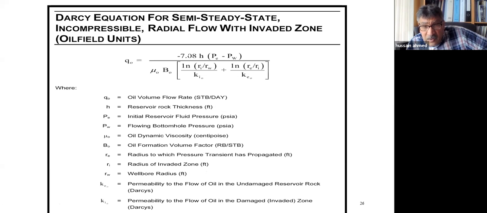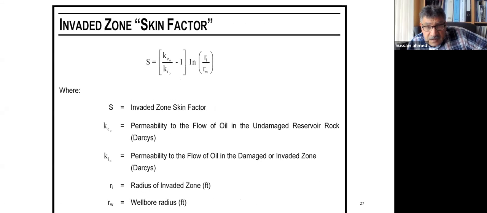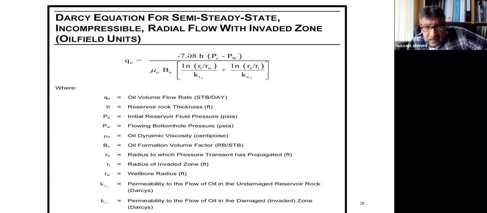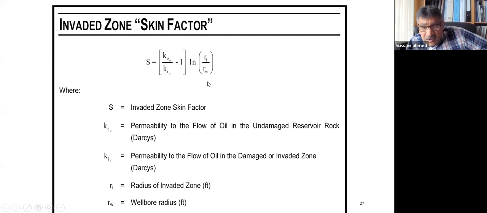So we developed the Darcy equation as well for both oil and gas, incompressible radial flow with invaded zone. So we have also talked about the invasion. The RI is the invaded zone, the damage zone, i.e. the skin factor inside it. And this is the way they calculate skin factor as well. We're going to learn how to calculate it to get positive or negative.